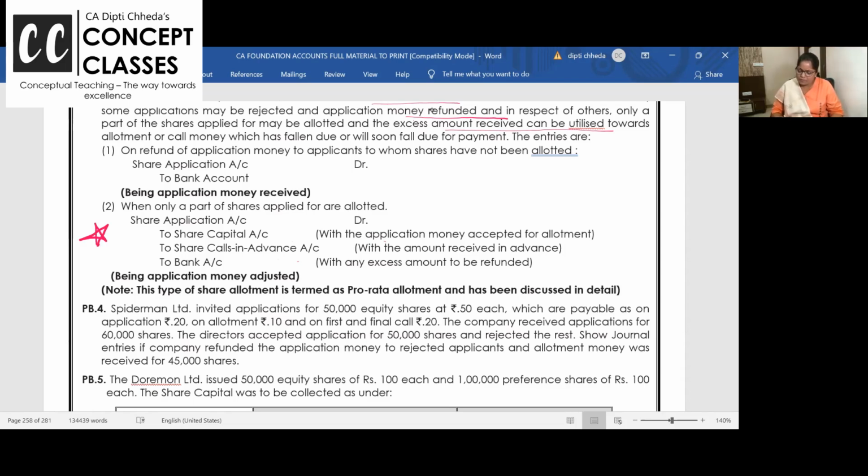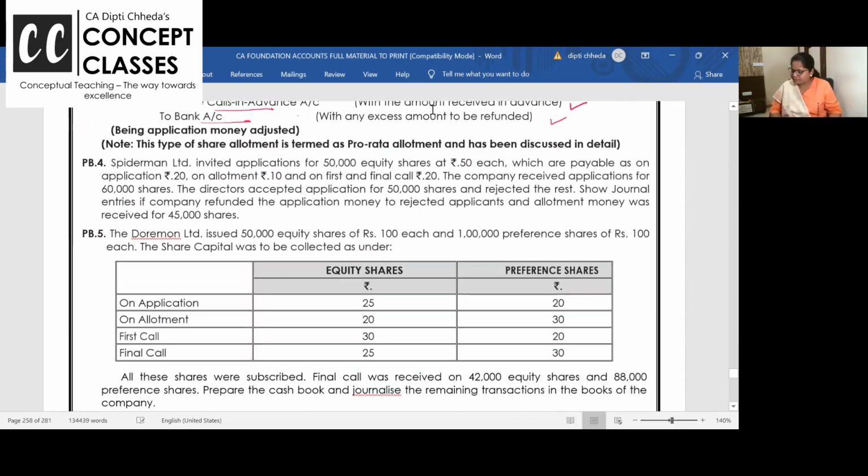Or padho. This type of allotment is known as pro rata. Pro rata ke hi problems aate hain generally. Application is received. Extra can be refunded, adjusted, or put in the capital. What is the needful? 10,000 shares अगर आपने apply किए हैं at the rate of 10 each और 15 आए, तो remaining 5 you can refund or you can adjust or apply it in the capital as and how required. I'll tell you this better with one problem. Chalo, fourth problem we are doing now.